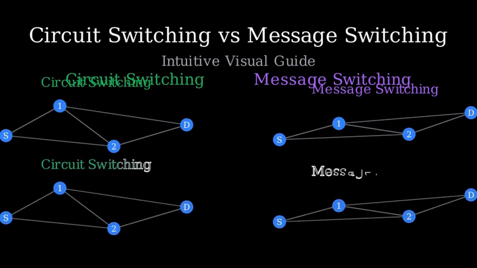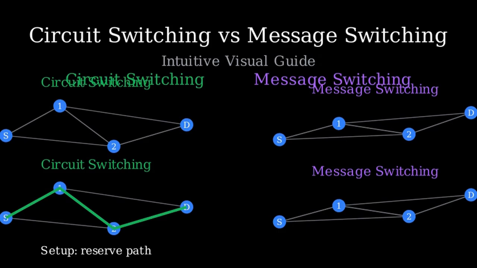First, circuit switching. Step 1. Setup. The network reserves a dedicated route from sender to destination. Step 2. Transfer. Data flows as a smooth stream along the reserved path. Step 3. Tear down. When you are done, the path is released.